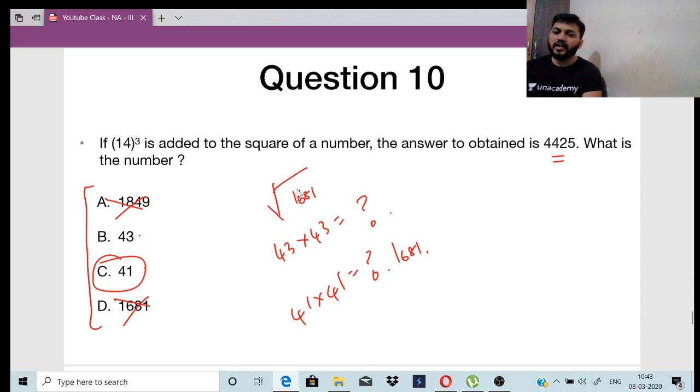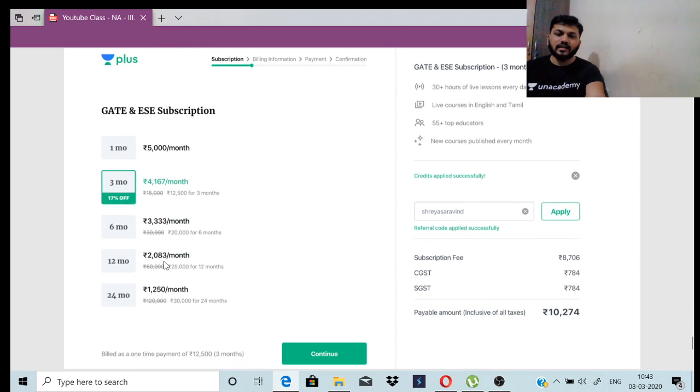But how to find the answer without a calculator? You will get the root of 1681 for sure. Now check it with the options. Whichever option matches will be the right one. Clear, everyone? Chalo, that is it.